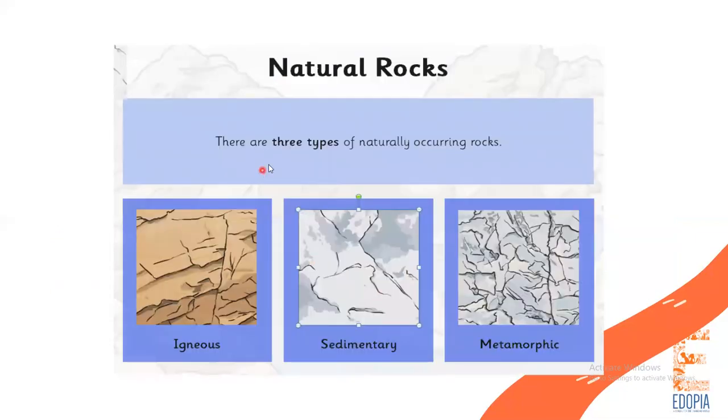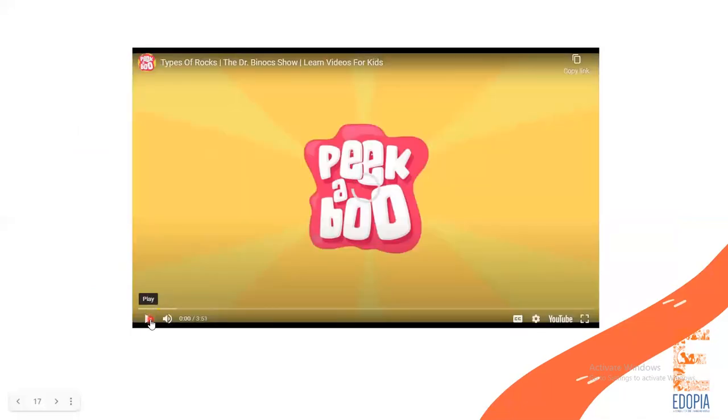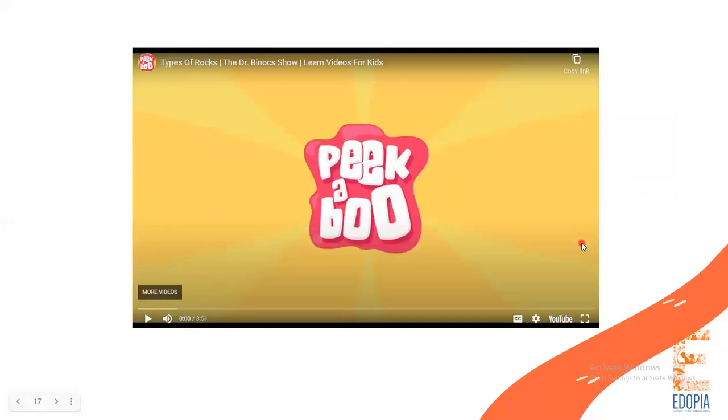Now, the three types of naturally occurring rocks that we will be learning about in the coming weeks are igneous rocks, sedimentary rocks, and metamorphic rocks. The home task that I have for all of you is to watch this video and figure out the three rocks that they are telling you about in it. Go to Schoology, watch this video and attempt the task that's given there.